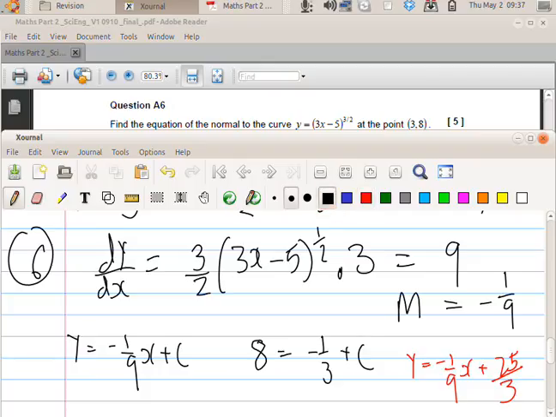For the tangent, the slope is parallel, right? So just 9, yeah. Okay, 1 over 3.